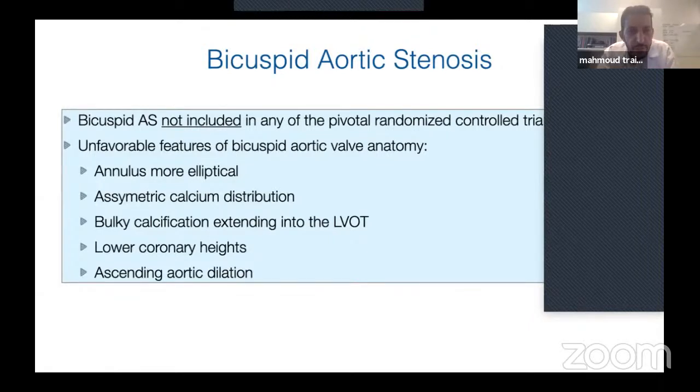And there are certain features about bicuspid valve that make it more challenging. So the annulus tends to be more elliptical. The distribution of calcium is asymmetric. They often have bulkier calcification extending into the LVOT. They tend to have lower coronary heights. And of course, the presence of ascending aortic dilation, which may need to be managed surgically.